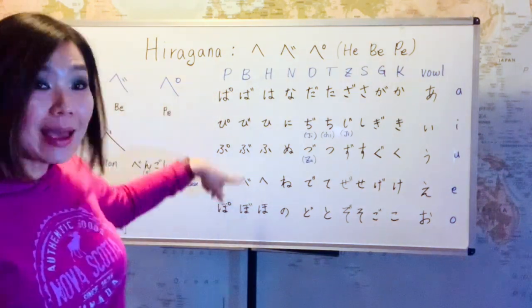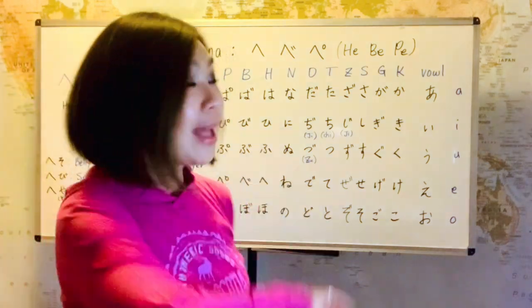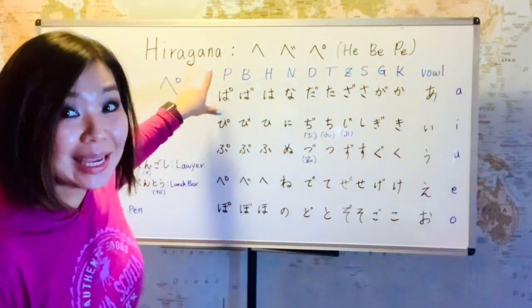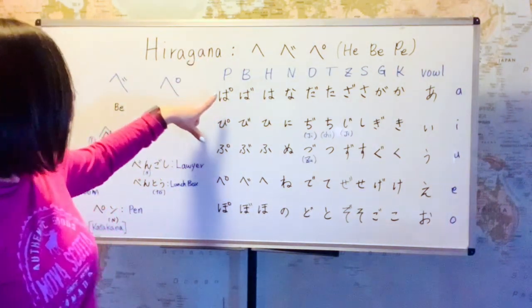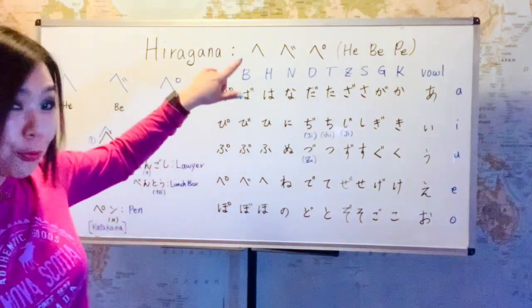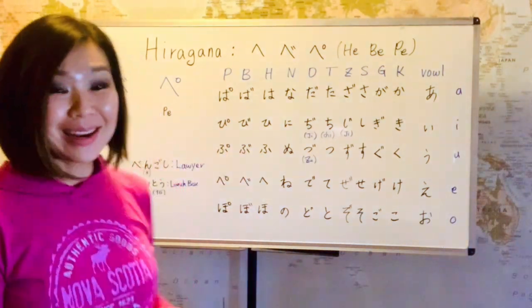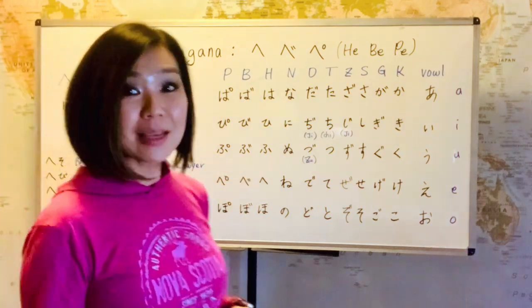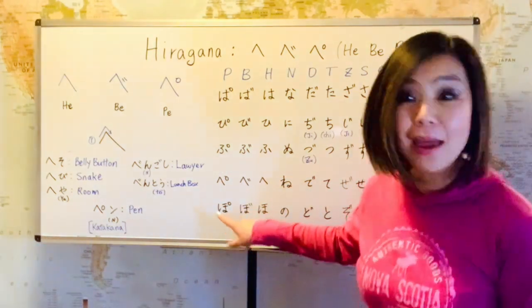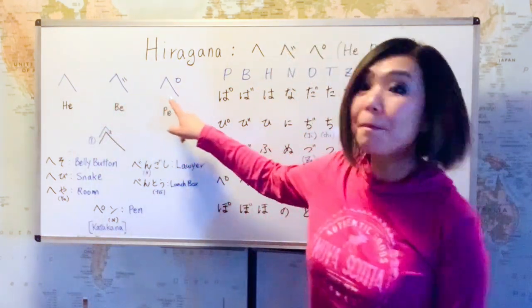All right? And then from the H line, you can actually write a circle on the top right corner, and that would become the P line. Okay, and that's pa, pi, pu, pe, po. So that's what we have learned, and we did fu, bu, pu in our last lesson, right? And in this lesson, we're going to write he, be, pe.